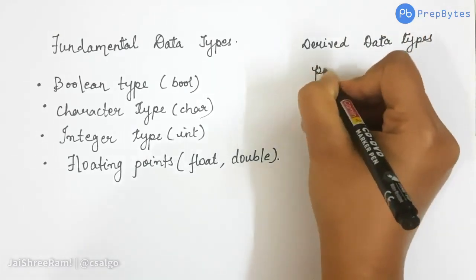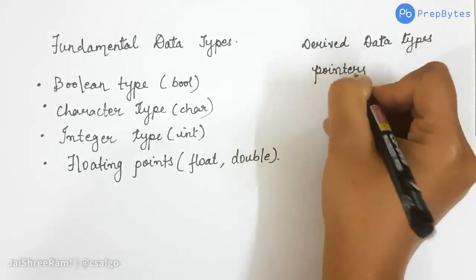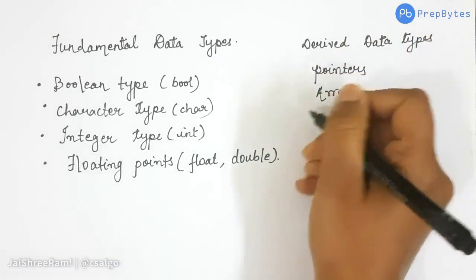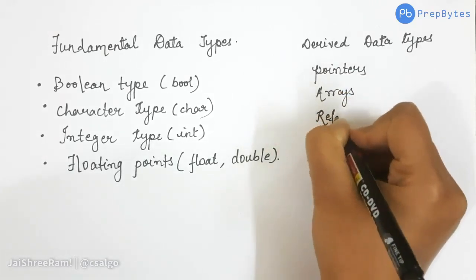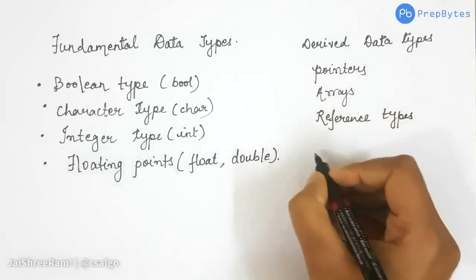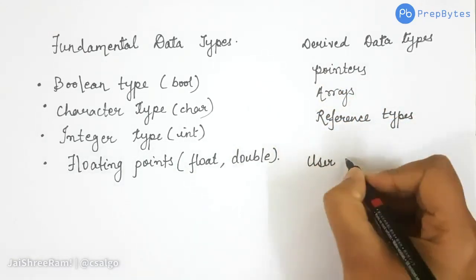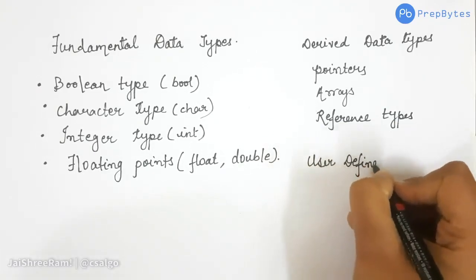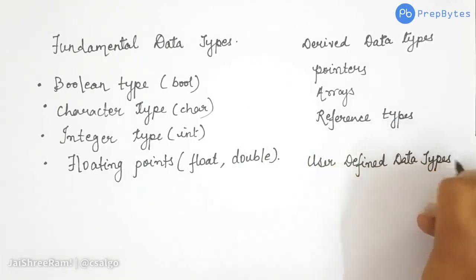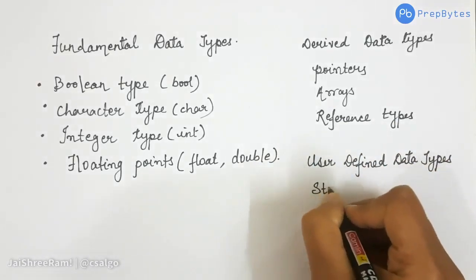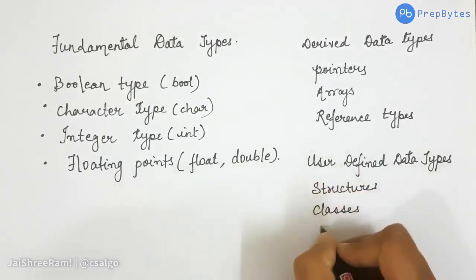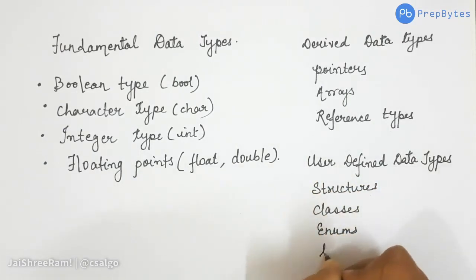We have pointers, arrays, reference types, and we also have some user defined data types. In this we have structures, classes, enums, and typedefs.